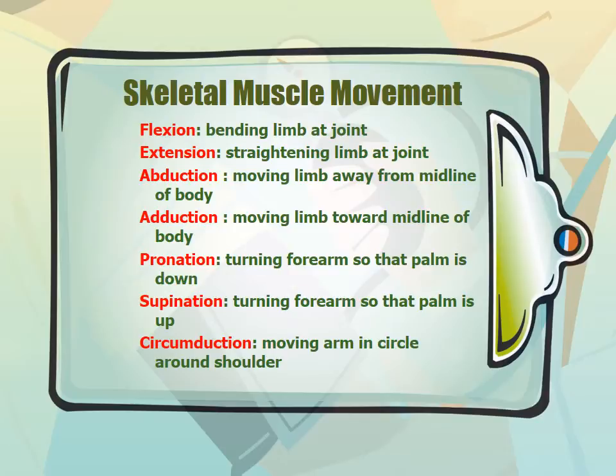Pronation, which is turning the forearm so that the palm is down. Supination, of course, is the palm is going to be up. And then you have circumduction, which is moving the arm in a circle around the shoulder. So it has almost a 360-degree movement. Make sure that you know what these muscle movements are.